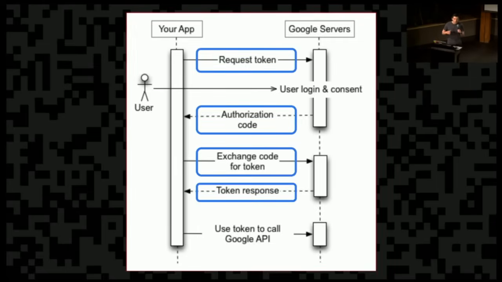And OAuth defines all of the arrows on this chart. OAuth defines the way that the application talks to the identity provider and the way that the identity provider talks back to the application. It doesn't define everything about how this should work.